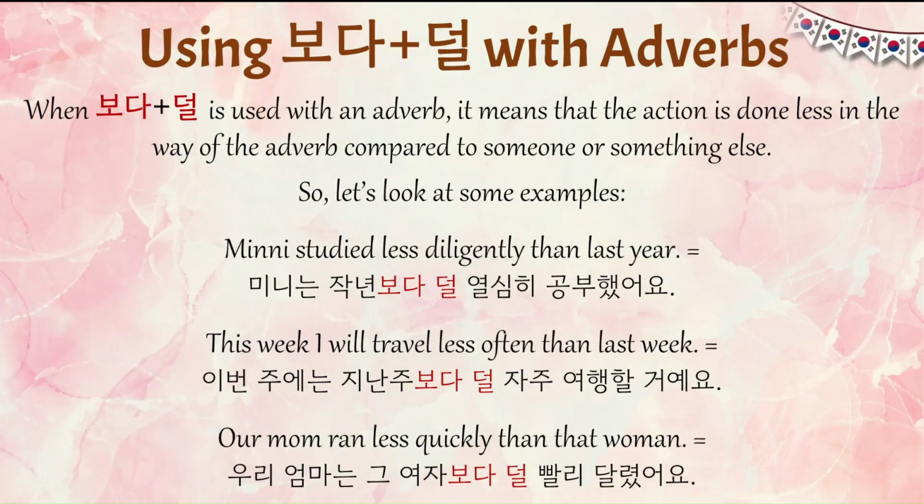Now, let's move ahead and see how to use 보다 덜 with adverbs. When 보다 덜 is used with an adverb, it means that the action is done less in the way of the adverb compared to someone or something else. So in simple terms, 보다 덜, when combined with adverb, is used when you want to say that an action is performed, for example, less diligently or less often or less quickly and so on than before or than another person. Okay, so here the comparison is based on the action being done less in the way of the adverb.